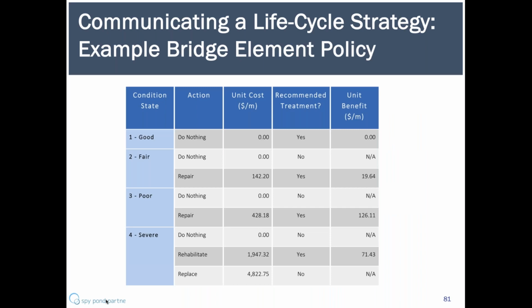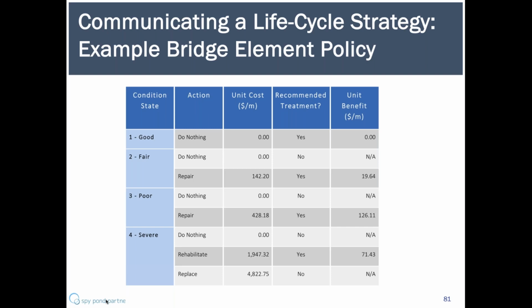So this next slide shows another version of a life cycle strategy. In this case, instead of using a decision tree, what we have is a bridge element policy. This particular example is taken from the National Bridge Investment Analysis System, which is similar in how it approaches things to the AASHTO BRM. But what we see are different condition states that an individual bridge structural element may exist in, and what actions or work types have been defined for each condition state.